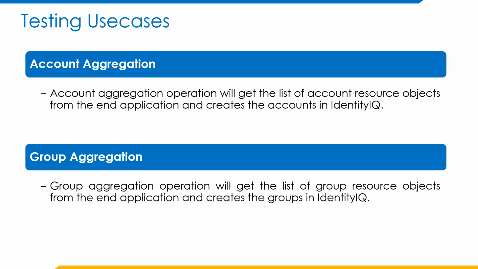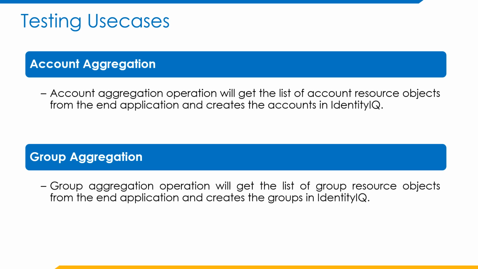Starting with the use cases, we would start with account aggregation. This operation would connect to the configured external application and get the list of account resource objects as response from the Active Directory. These resource objects are supplied to the connector, which uses the information from the resource object and creates accounts in IdentityIQ.